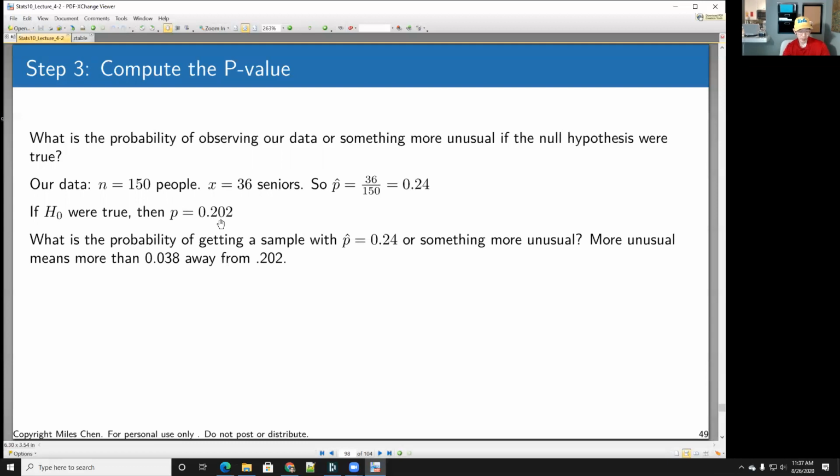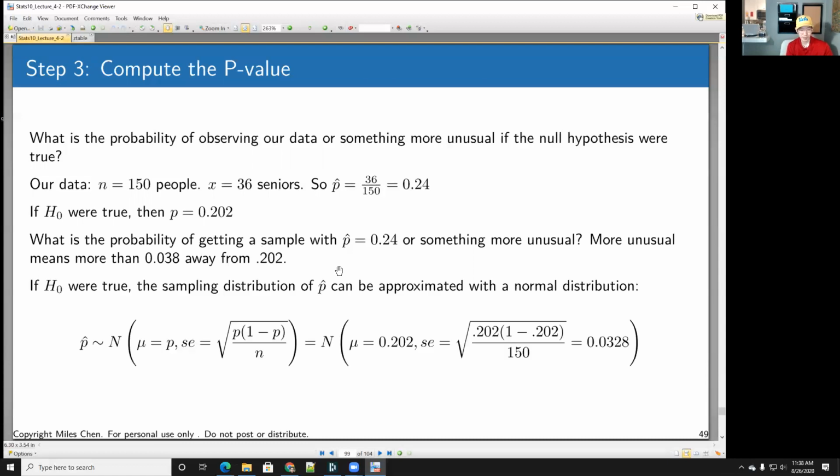So we're going to ask, what is the probability of getting a sample of 0.24 or something more unusual? And more unusual in this case means 0.038 away from 0.202, right? So 24% is about 3.8 percentage points higher than 20.2%. So we want to know the probability of getting a proportion that's 3.8 percentage points or more away from 20.2. That means 24% or higher, and then 20.2 minus 3.8 percentage points, so that's 18.4%, something like that, okay?